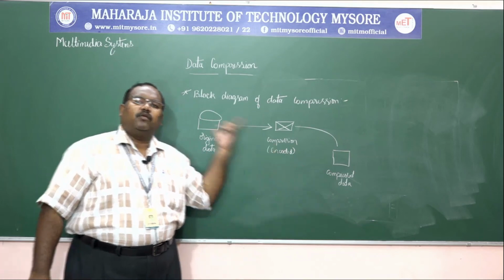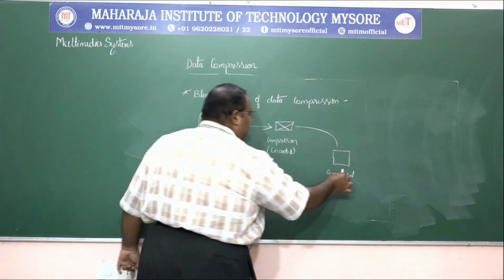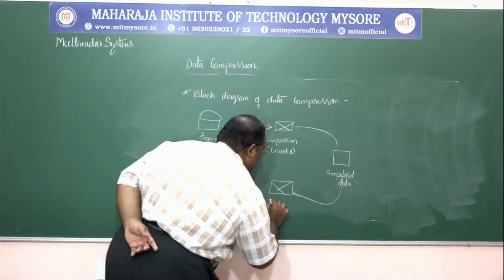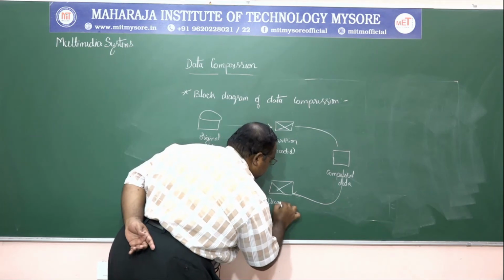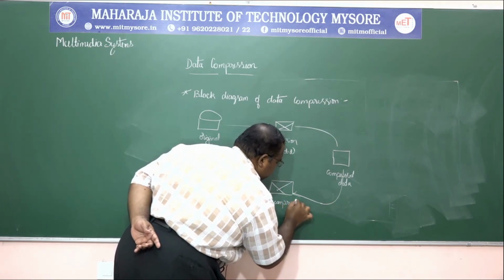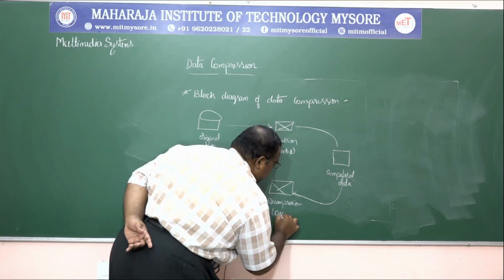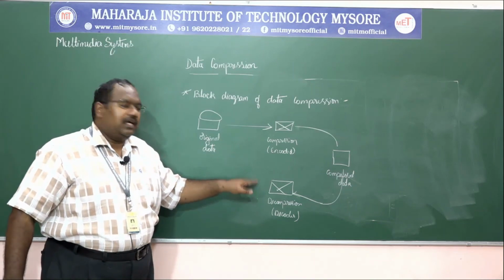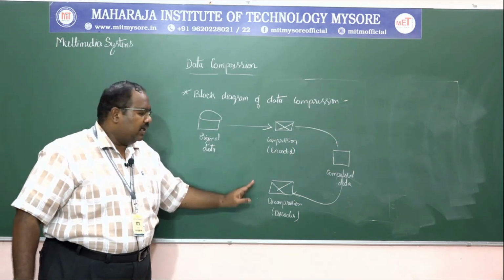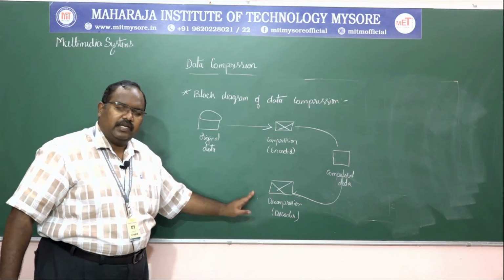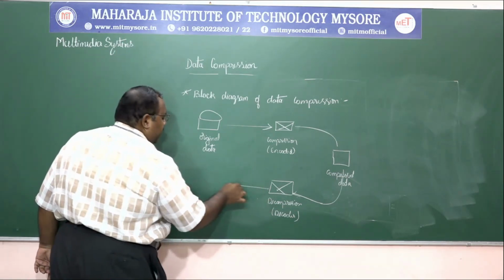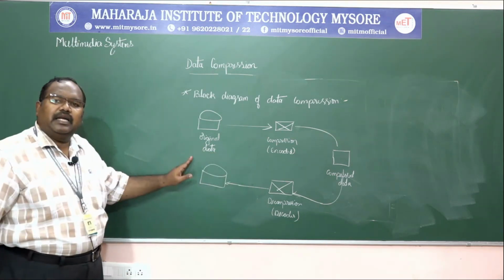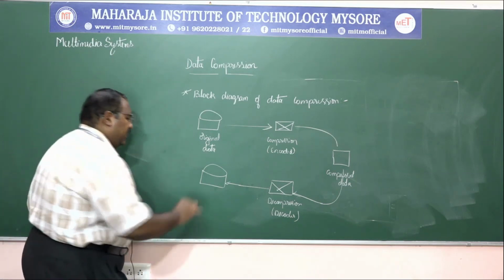So if we want to regain the original data, what do we do? The reverse is done, decompression, and that process is called decoder or decoding. So next is the encoding or encoded format. Here it is called decompression or decoding format. After doing decoding, we will be able to get back the uncompressed or decompressed data.